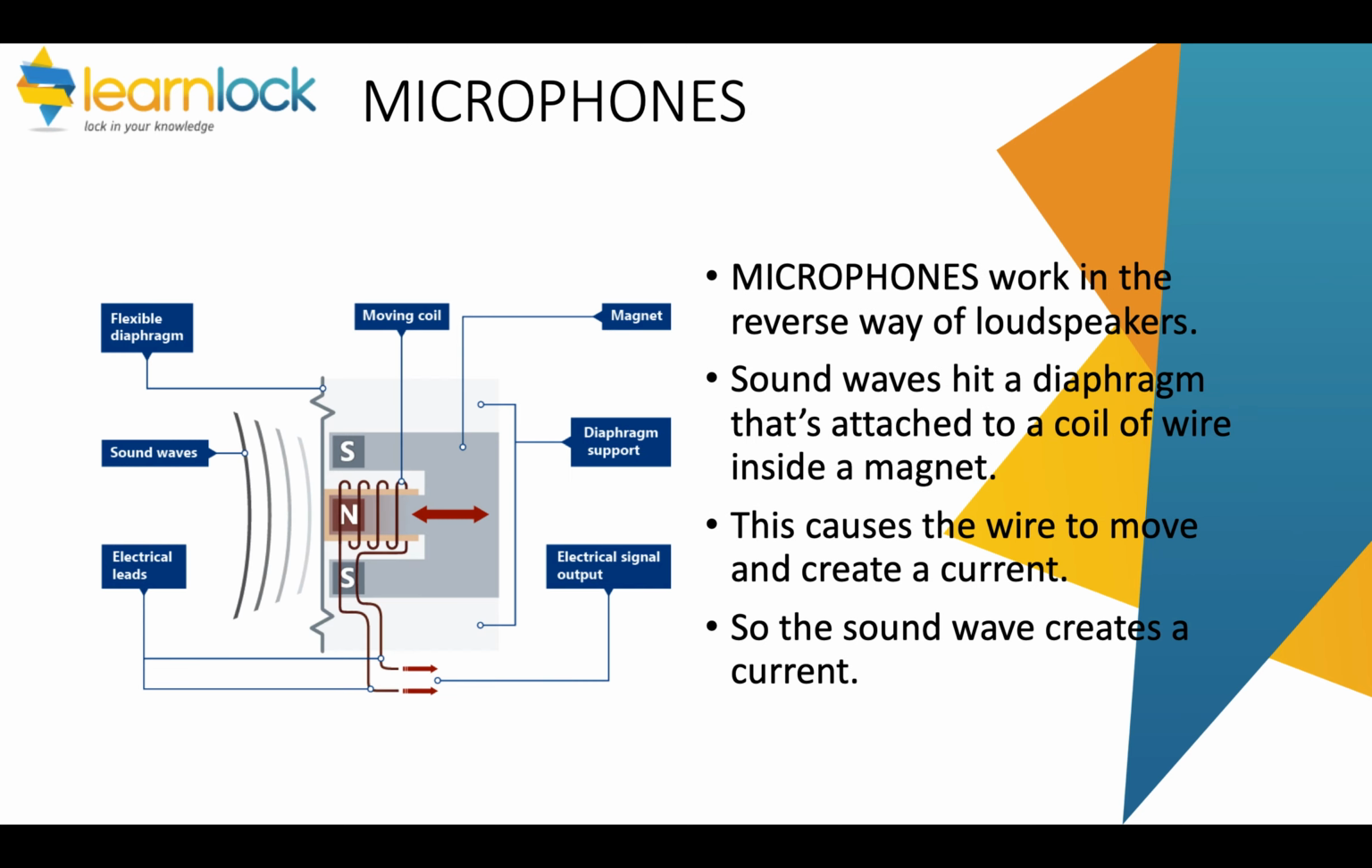Microphones work in a reverse way of loudspeakers. This time sound waves hit a flexible diaphragm that's attached to a coil of wire inside a magnet. That causes the wire to move, and then that creates a current. So the sound wave creates a current.